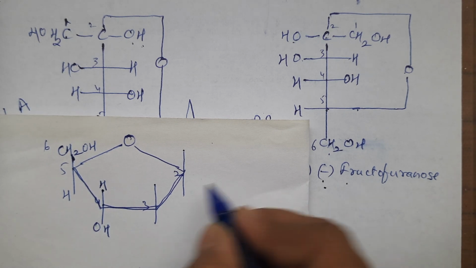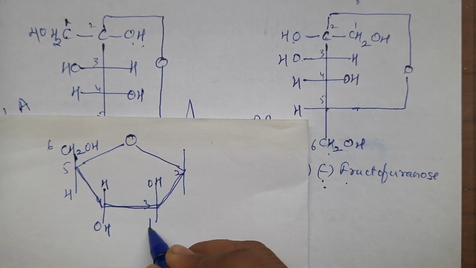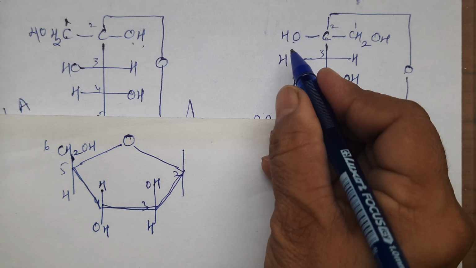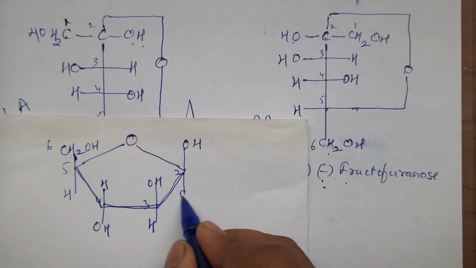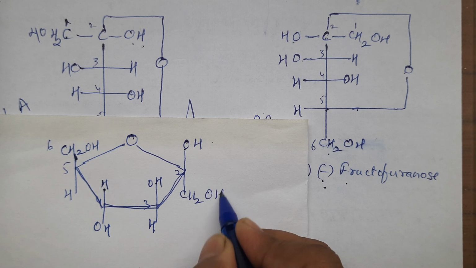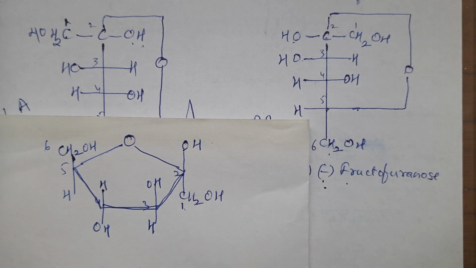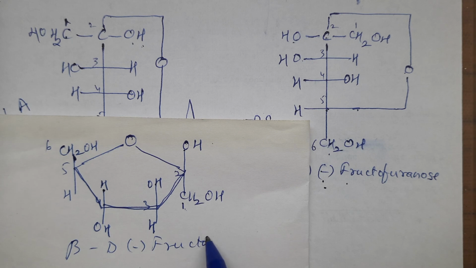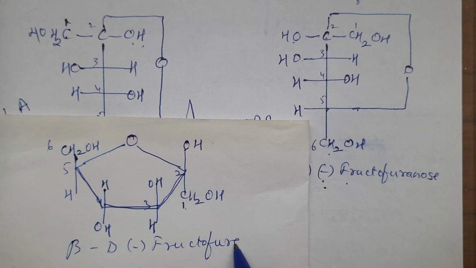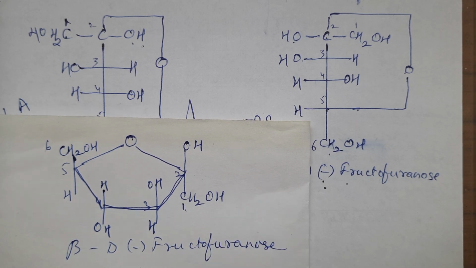Third carbon atom, OH, H. Second carbon atom, what is left hand side? OH. So you will show OH here and CH2OH down. This is your first carbon atom. Right. This is which structure, children? It is beta D minus fructofuranose. Fructofuranose. Okay. So did you follow this?